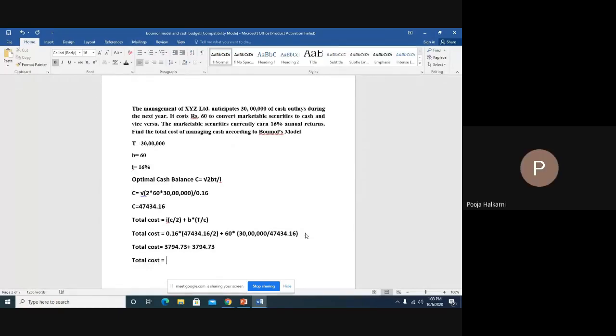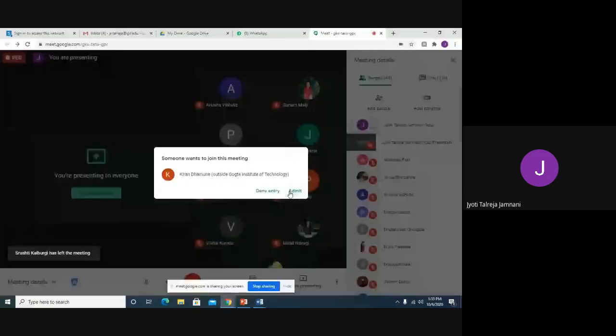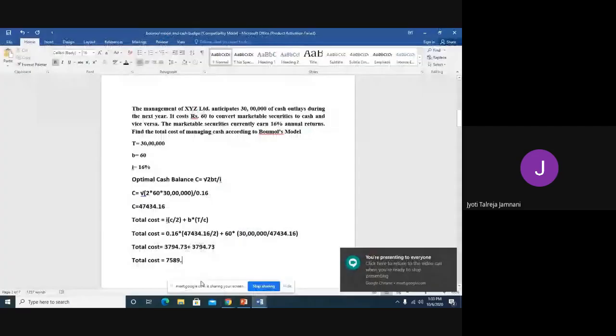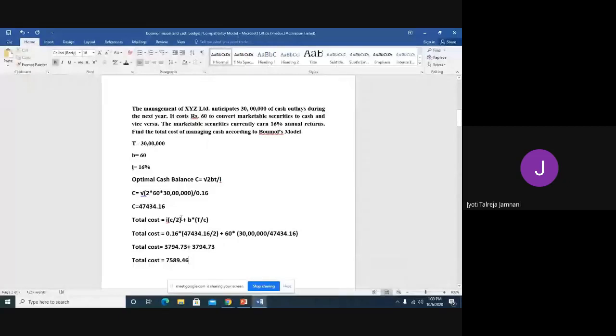Has anybody added? 7,589.46. Okay. So this is how you calculate the total cost using the formulas. Any doubts in both the problems, anybody? No, ma'am. Was it clear? Yes, ma'am.